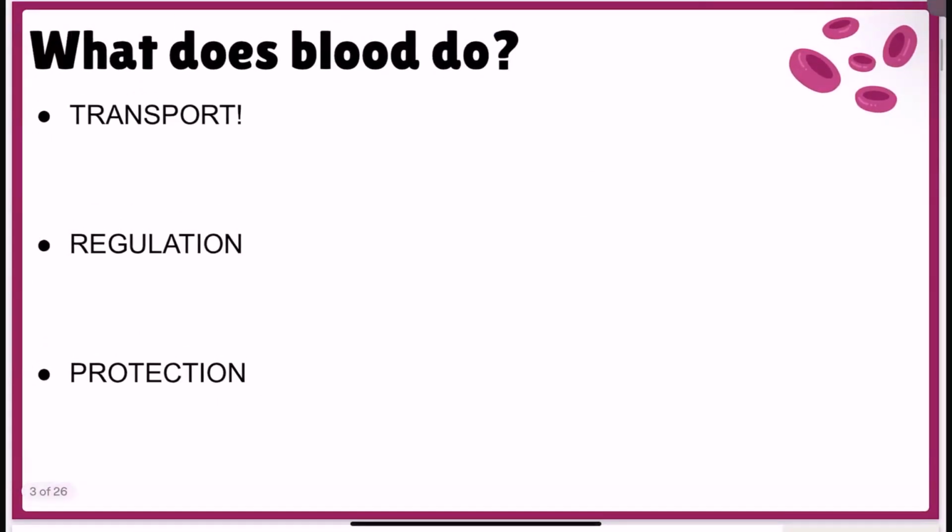So first things first is what does blood actually do? And there's three main jobs that blood does. So those three main jobs that blood does are one, transport, and then also regulation and protection. But I put an exclamation mark next to transport because blood is still part of the cardiovascular system, and that's such a big role of the cardiovascular system is transport. So what do we transport? There's a lot of stuff.